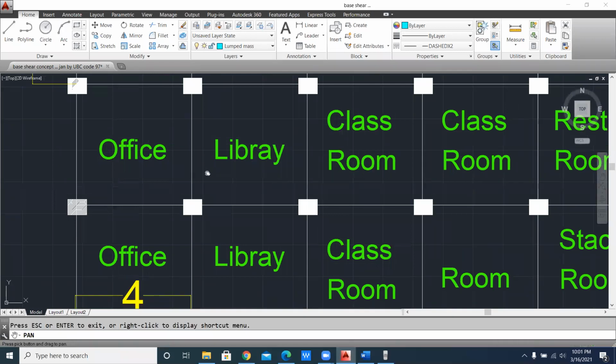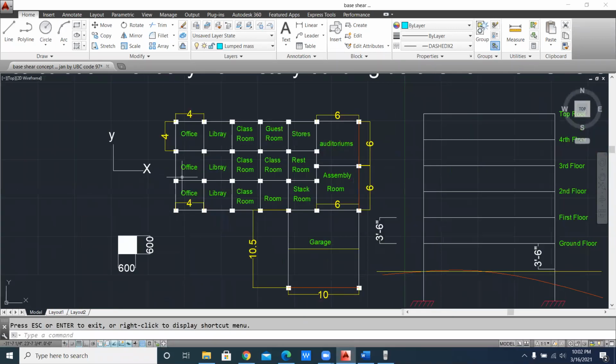Sorry, there is something wrong with my mouse. So you can say that area. Okay, area. So here you can see that for this one.